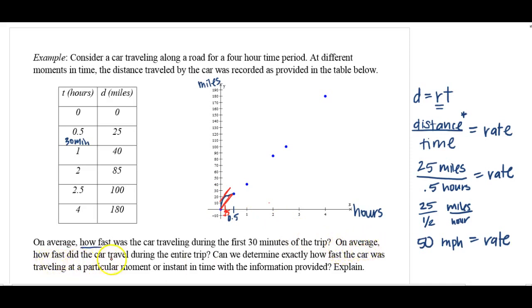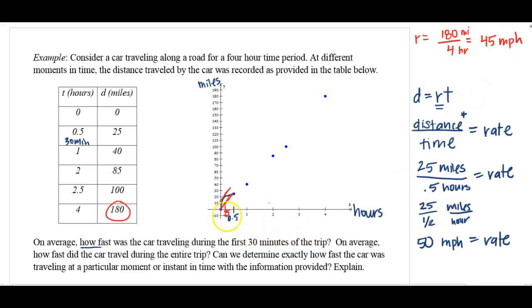On average, how fast did the car travel during the entire trip? So the entire trip being over the course of 4 hours. So we use this same formula here, and I'll go ahead and do that work up here. If I want the rate, it's going to be the distance traveled. So at 4 hours, I've traveled 180 miles, over the course of 4 hours. If we simplify this, on average, so I should include units, 180 miles over 4 hours, 180 divided by 4 is going to be 45 miles per hour.